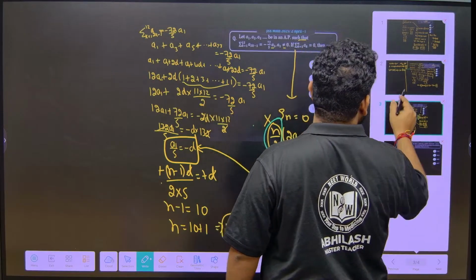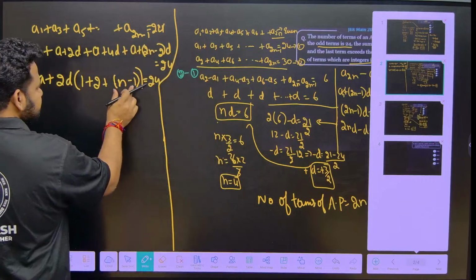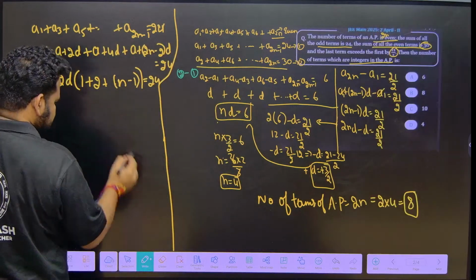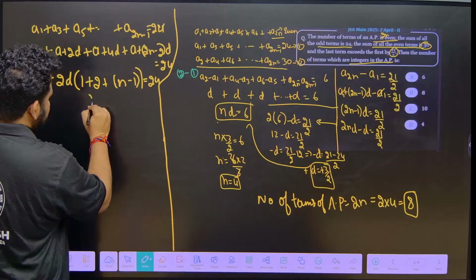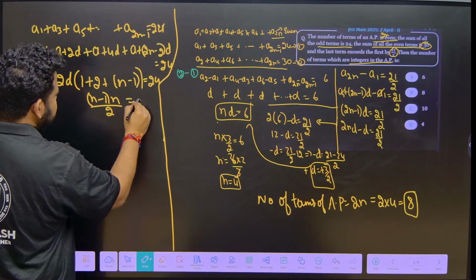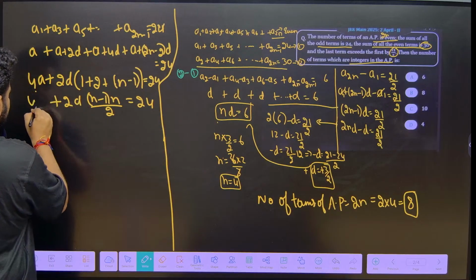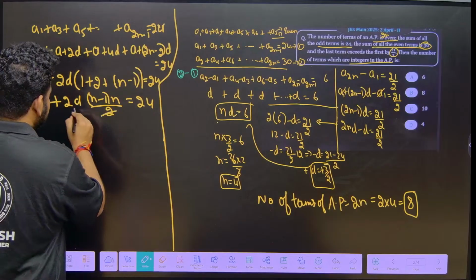Similarly, if we solve it here, n into n plus 1 by 2, here n is n minus 1. So this will become n minus 1 into n by 2. This is equal to 24, and this will be 2D plus 4A. So 2 and 2 I can cancel here.